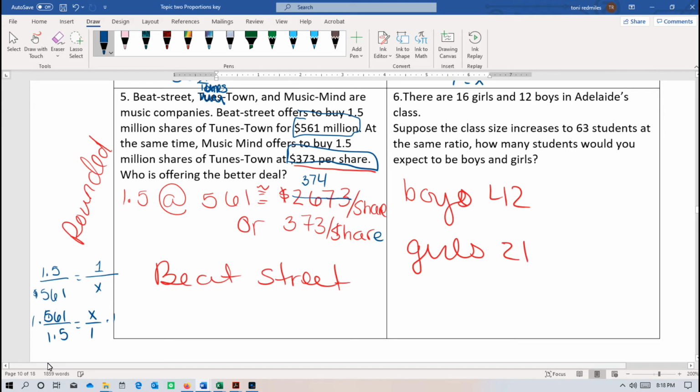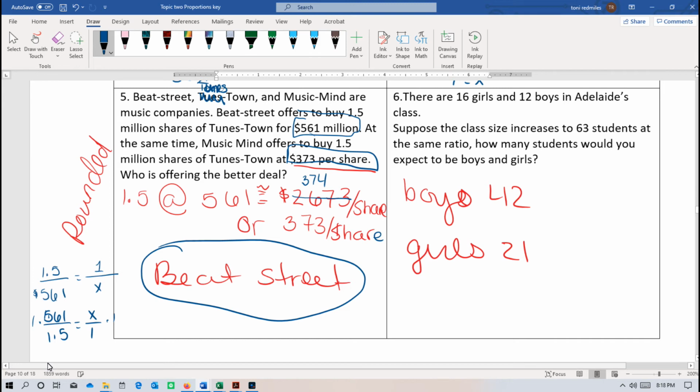You could have multiplied 373 by the 1.5 and figured out how much it was going to pay for the whole thing. Doesn't matter which way you look at it, as long as you're consistent. Either way, Beach Street wins. But in this way, they only pay $1 more. But that $1 more is going to add up.